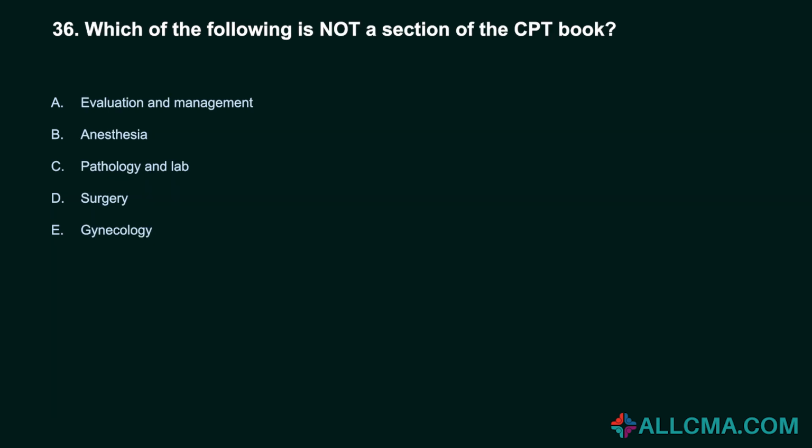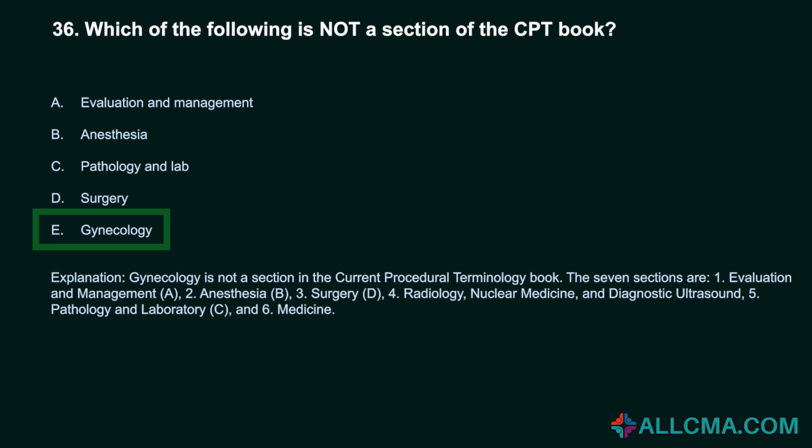36. Which of the following is not a section of the CPT book? A. Evaluation and management. B. Anesthesia. C. Pathology and lab. D. Surgery. E. Gynecology. Correct answer, E. Gynecology. Gynecology is not a section in the current procedural terminology book.